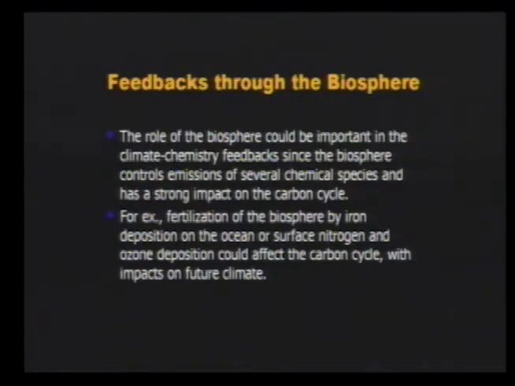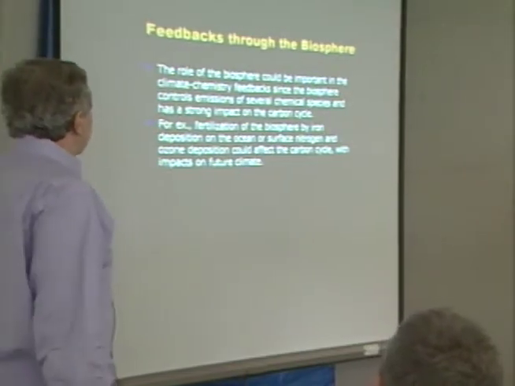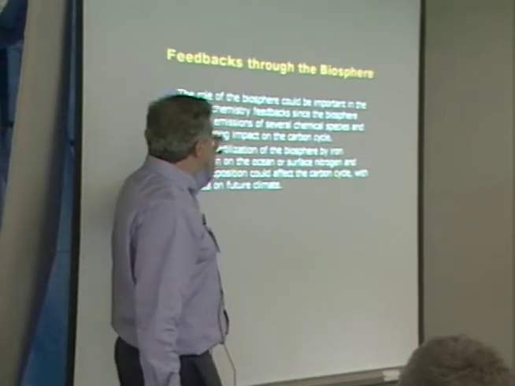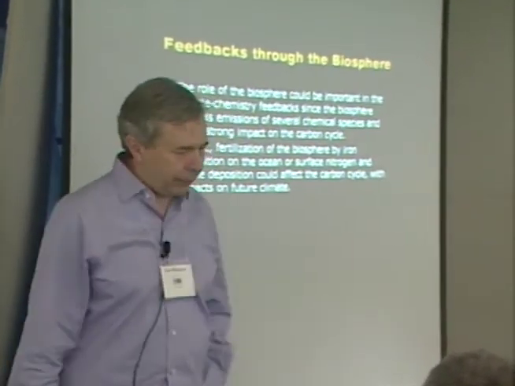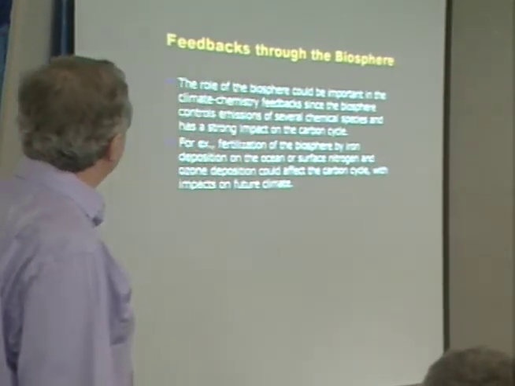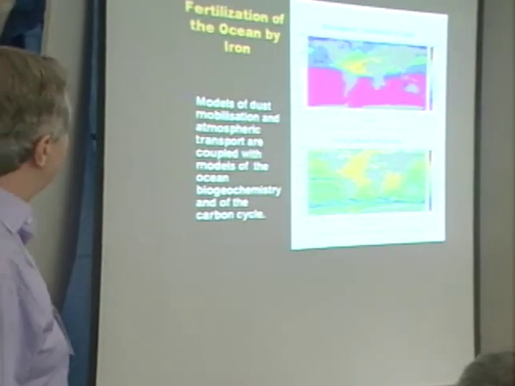Okay. So what I didn't mention now is a potentially important aspect that happens through the biosphere. In fact, the biosphere is affected by the chemical state of the atmosphere, and the biosphere will also, of course, affect the carbon cycle, which affects climate. And so examples are the fertilization of the biosphere by iron. I think Phil mentioned that. Also, the deposition of nitrogen and ozone on the surface could affect the biosphere and therefore the climate system.